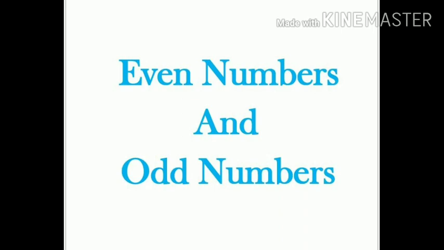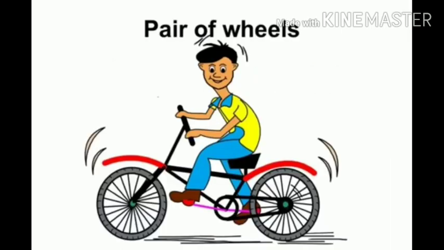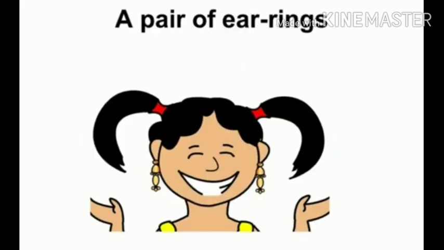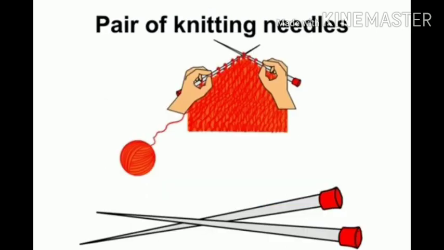Now students, our next topic is even numbers and odd numbers. Before going to even and odd numbers, let's see a few examples. Here you can see the bicycle. The bicycle has a pair of wheels. As you can see in this picture, a girl is wearing a pair of earrings, meaning 2 earrings. You must have seen your mother wearing a pair of earrings. Have you seen your mother and grandmother knitting a sweater for you?